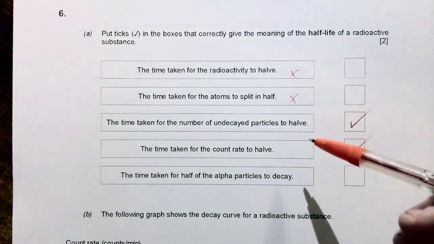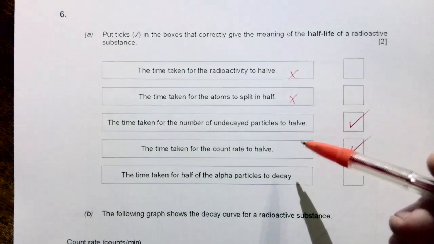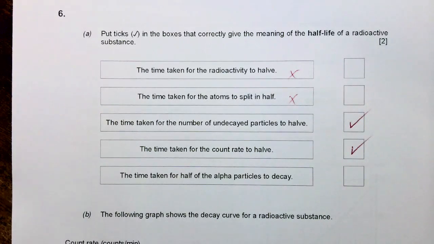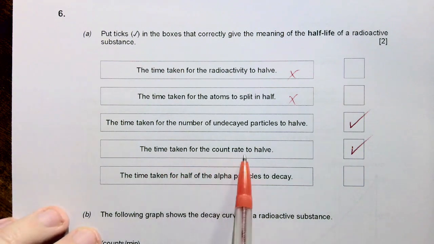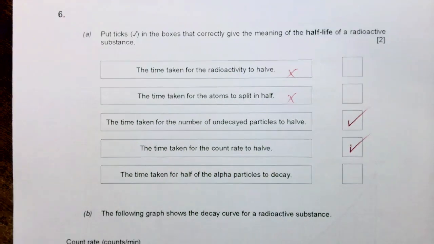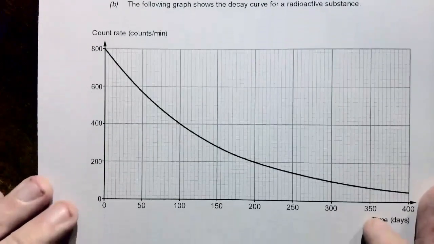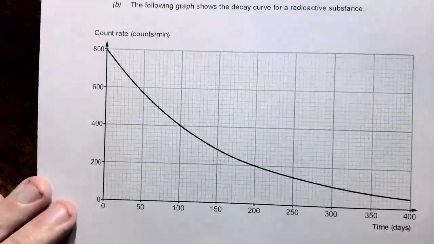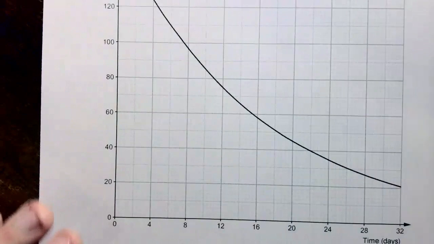So it's the time it takes for the sample or the mass of the radioisotopes or the number of radioisotopes to go down by half. That's true. And it's also the time taken for the count rate or the activity to go down by half as well. And then we've got a graph showing the decay curve of a substance.